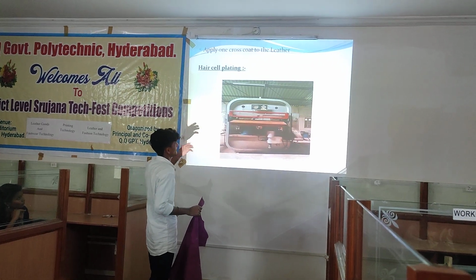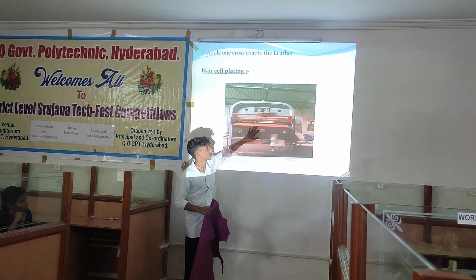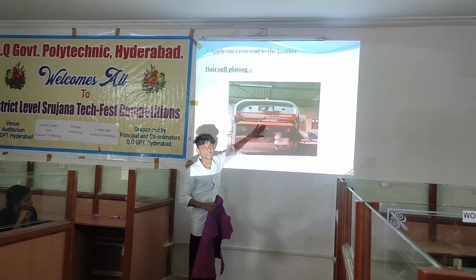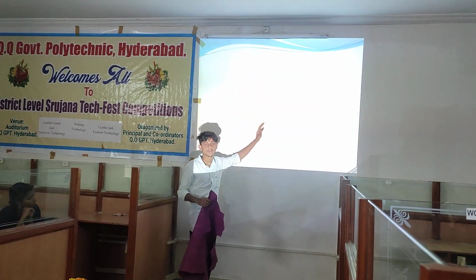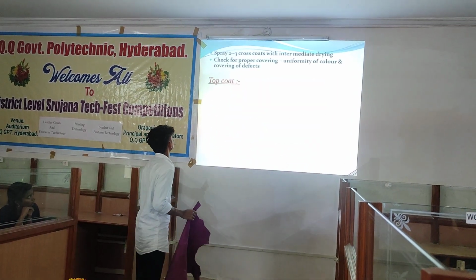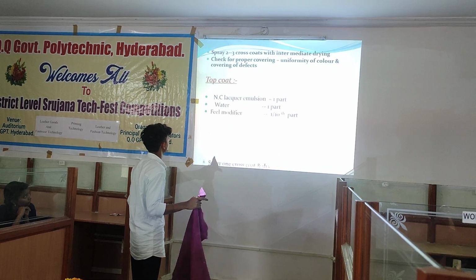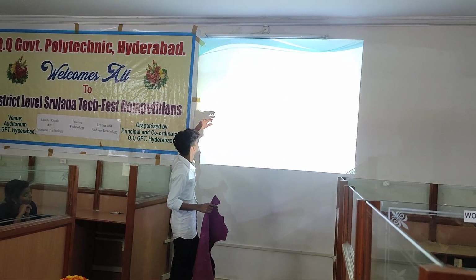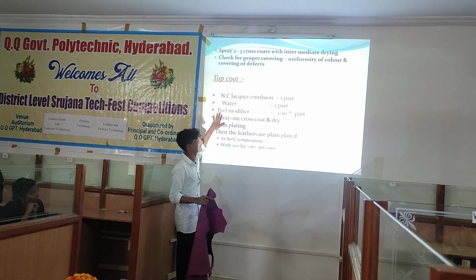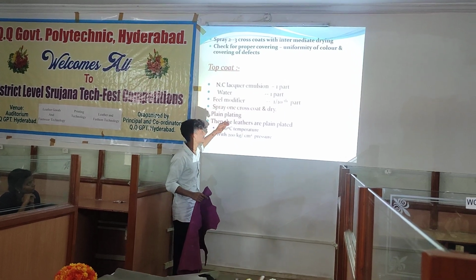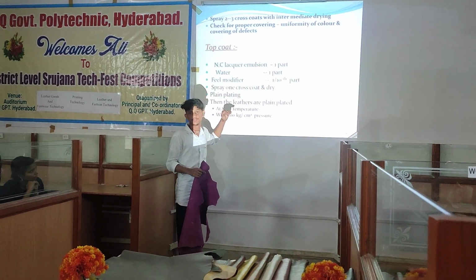Next, head plating. Previously we discussed head plating. Here we keep the leathers on the board and head plating is done. Then the top coat. For the top coat, we have used these chemicals to make the leathers finished.